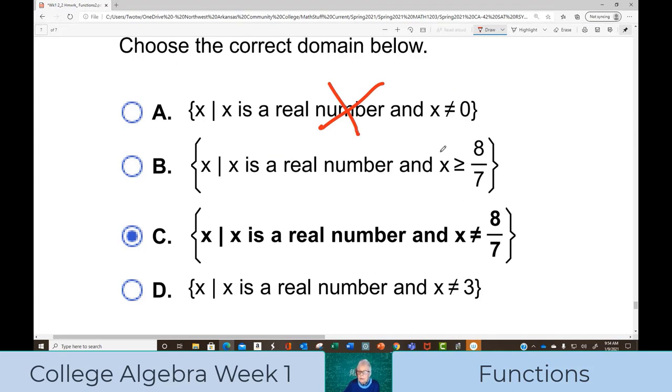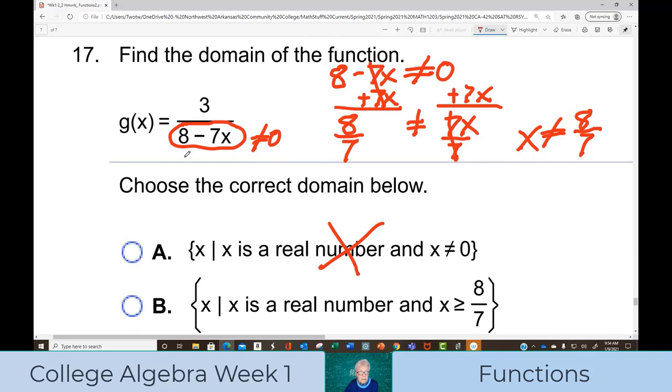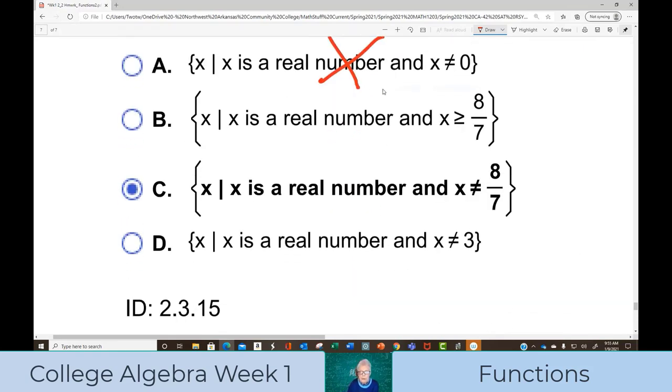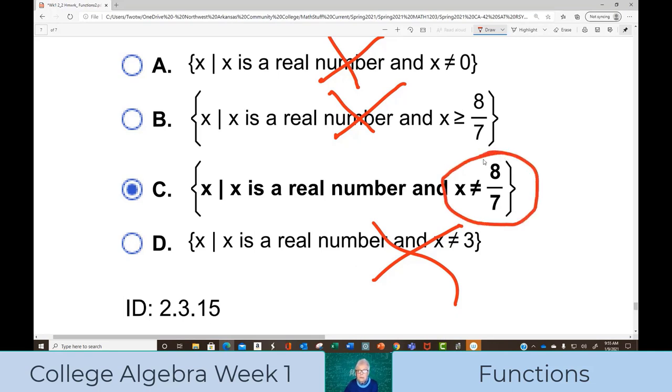x can only be numbers greater than 8/7. What about negative 2? I mean, that would be positive 14. 8 plus 14 would be 22. You'd have 3 over 22. Nothing wrong with that, so this won't work. Where do they get 3? Good grief. Now, this is your answer right here. x is all real numbers, a number on the x-axis, but definitely not 8/7, which is what we got here.